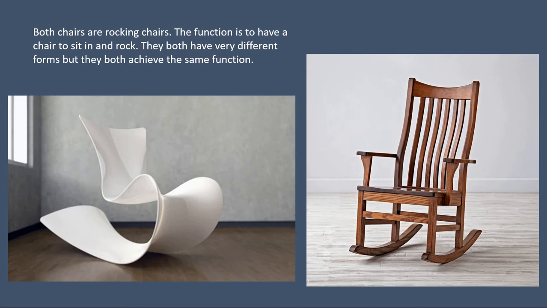As an example, both of these chairs are rocking chairs. You have a very traditional kind of rocking chair, and you have a much more modern, creative type of rocking chair. Both have very different forms, but they both achieve the exact same function. Both of those pieces of furniture follow that rule that form follows function.